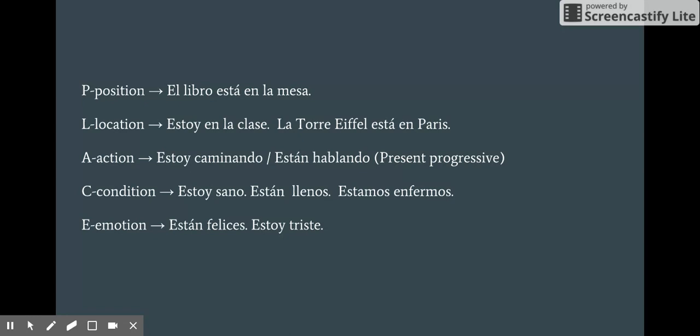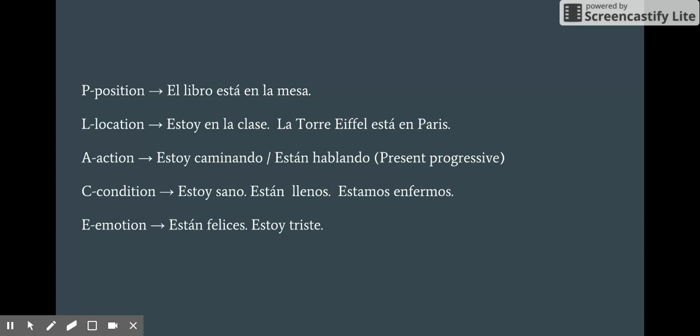Now, the one unifying factor between all of the uses of estar is that they're generally more temporary than ser. Remember, with ser, the uses are for permanent or long-term conditions. So a description, soy alto, I'm tall, you don't change from one day to the next. Whereas all these uses of estar are much more flexible, much more short-term. For example, position, el libro está en la mesa, you can easily move it onto the floor. El libro está en el suelo.